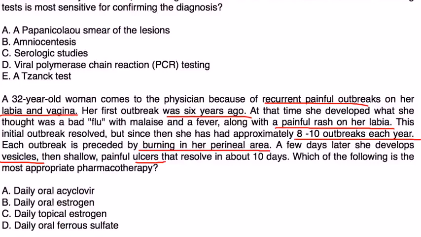Which of the following is the most appropriate pharmacotherapy? Well, it's rather unfortunate, and this clinical vignette illustrates the recurrent nature of herpes simplex. Unfortunately there's no cure, but you can use an antiviral drug such as acyclovir or valacyclovir to shorten the duration of symptoms, and that would be choice A.